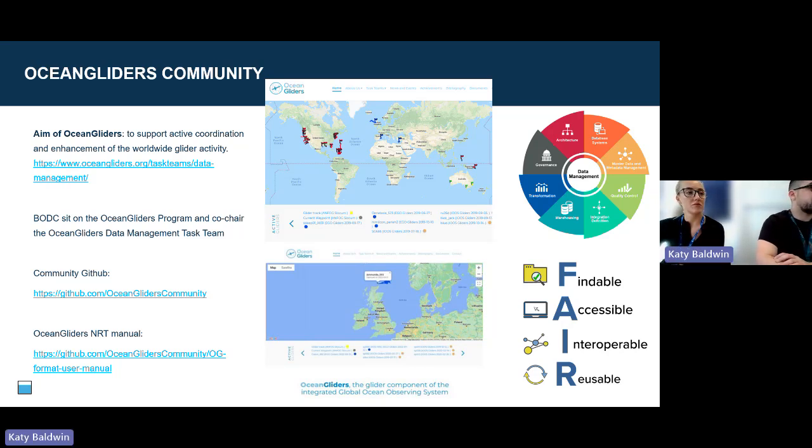Just a point on FAIR, BODC aim to handle data in line with FAIR principles to make data findable, accessible, interoperable and reusable in line with the aims of the Ocean Gliders community. And for your own reference, this presentation will be made available. So please feel free to visit any of the links to learn more about the Ocean Gliders community and the role that BODC play.